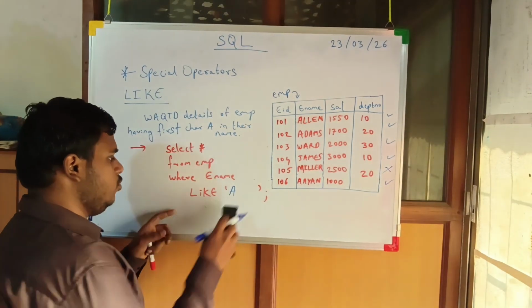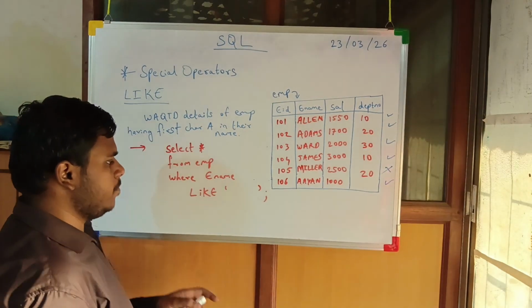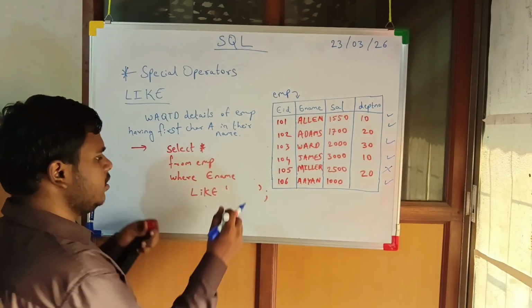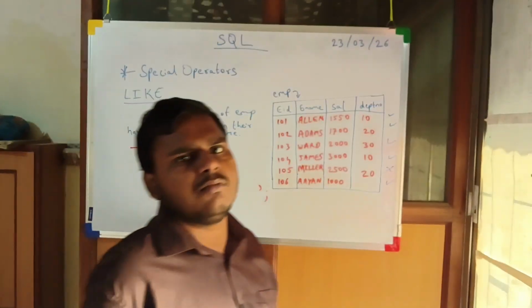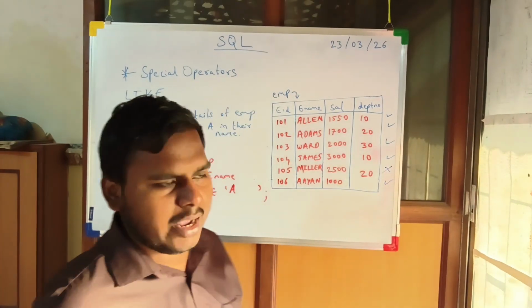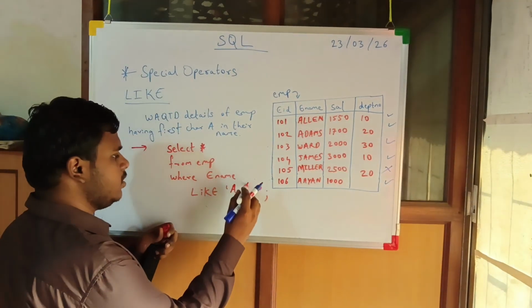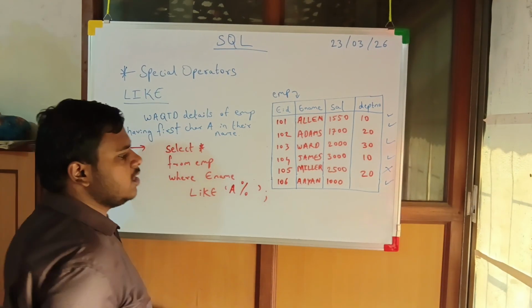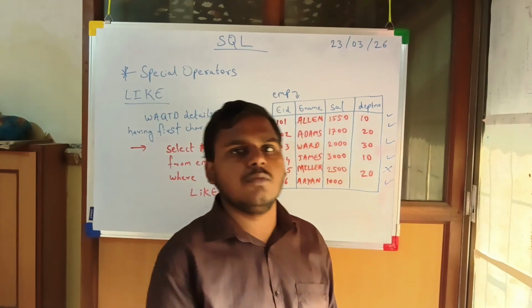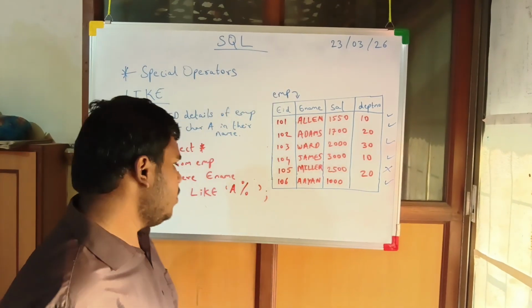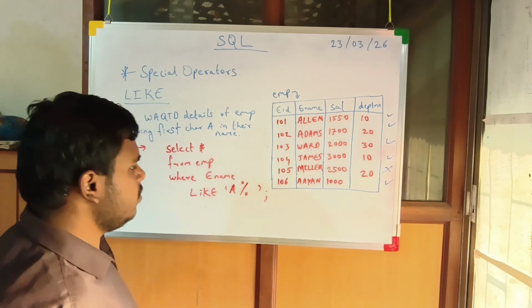First character is A, definitely, so I will write first A. After the first character, it can be any characters, I don't care at all. So I will write percentage. Percentage has the power: it can accept no characters, it can accept n number of characters, it can be used n number of times. So this is the answer we will write.